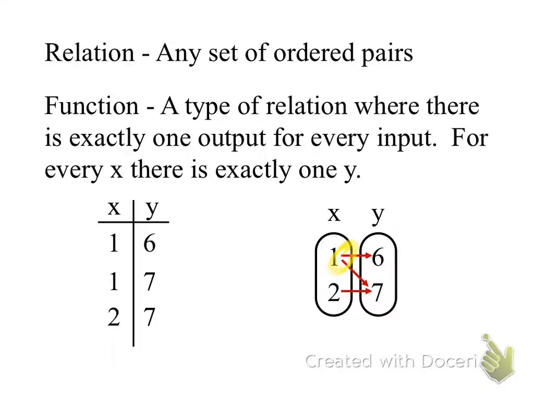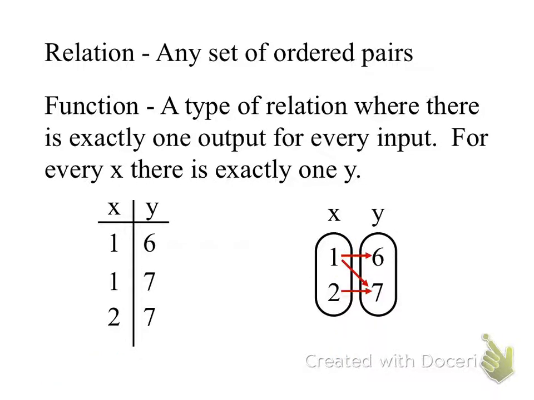When there's 2 lines that come out of one x, it means it's not a function. So you have to be able to identify from the table if it's not a function, and you have to be able to identify it from the map. Does that make sense?